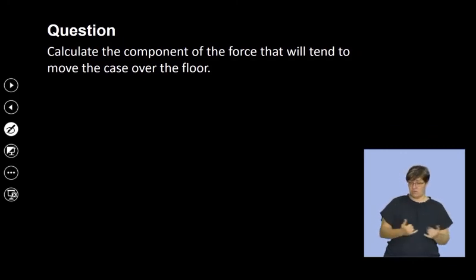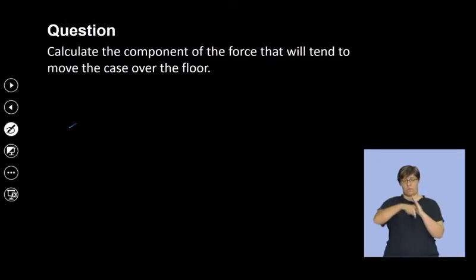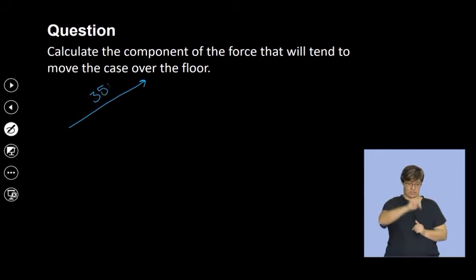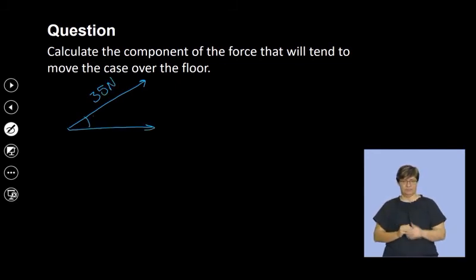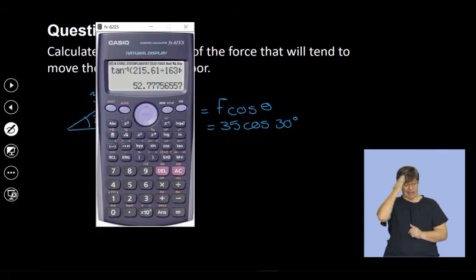Now they say, calculate the component, so either the vertical or the horizontal, that will tend to move the case over the floor. It's going horizontally, so it's the horizontal component. Remember, we've got 35 newtons. This was 30 degrees. We want the horizontal component. Horizontal, it's adjacent, so we're going to use cos. So the horizontal component is F cos theta. So it's 35 times cos 30. I definitely cannot do this in my head.